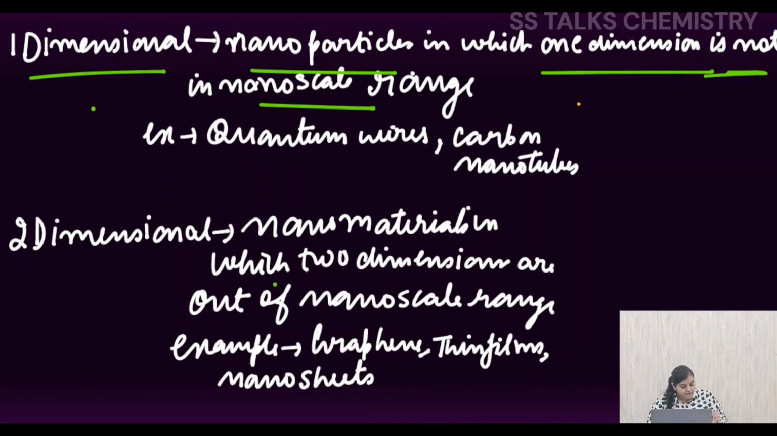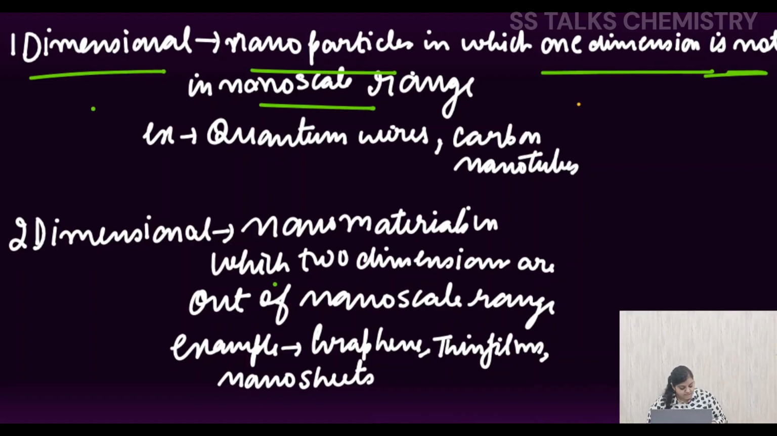Examples are important: carbon quantum wires and the carbon nanotubes. These fall in the category of 1-dimensional. Suppose your x and y axes are lying in the nanoscale region, but one of the axes, that is the z axis, is not lying in the nanoscale region. This results in the formation of quantum wires.